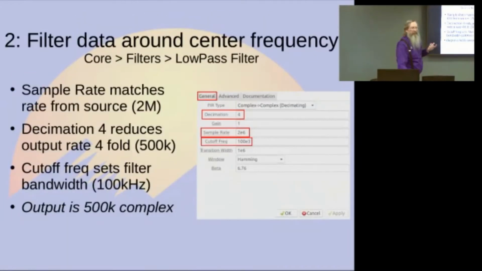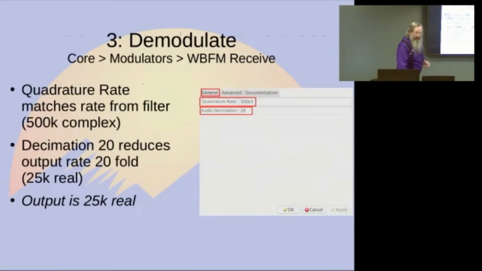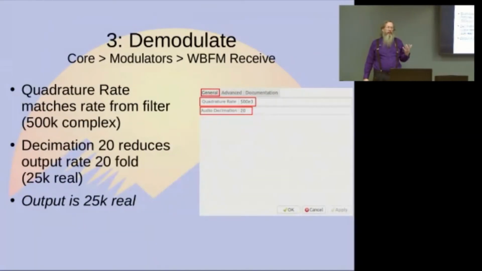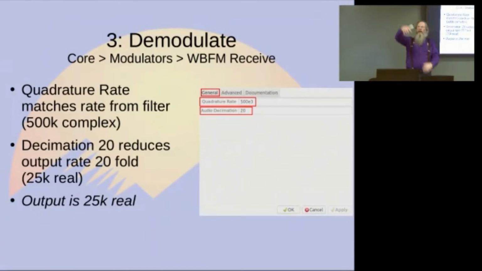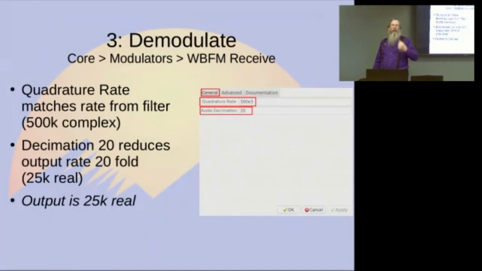So that was the low pass filter, which is really a band pass filter. And the output here is 500 kilohertz. Now what we need to do is demodulate it. So if you go to core modulators, there's a whole bunch of modulators for all different kinds of systems. The one we're going to want to choose here is wideband FM. Now, wideband isn't what ham radio calls wideband. This is broadcast wideband, which is, what is it, 200 kilohertz or something like that.